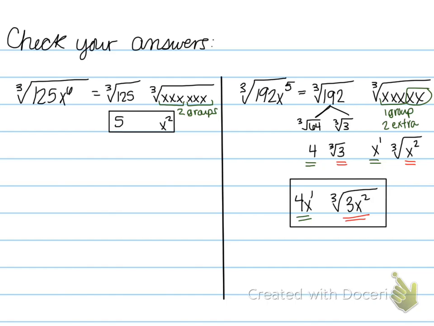When you write your final answer, you only need to draw the cube root symbol once. Anything that was under it before stays under it. So the 3 and the x squared stay under the cube root symbol. The 4 and the x were able to come out of the cube root symbol and are in front of it. This is your final answer.